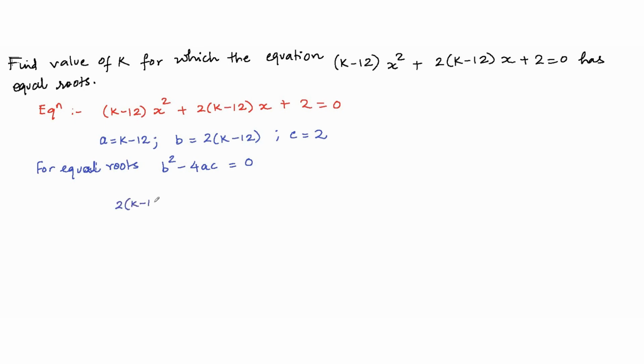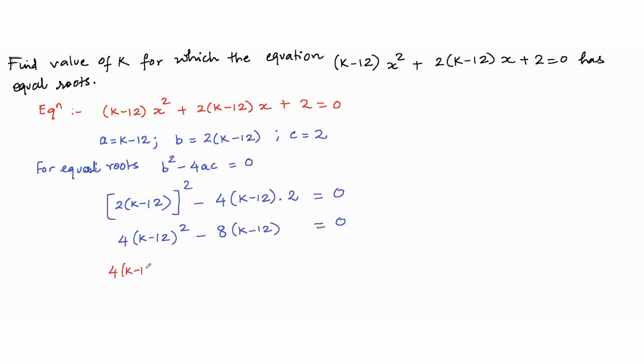So 2 times (k minus 12) the whole square minus 4 times a times c is equal to 0. So 2 square becomes 4, and (k minus 12) the whole square stays, minus 4 2s are 8, so 8 times (k minus 12) is equal to 0. Is anything common in these two terms? From 4 and 8, 4 is common. From (k minus 12) the whole square and (k minus 12), (k minus 12) is common.